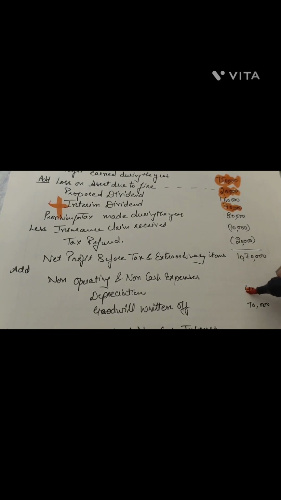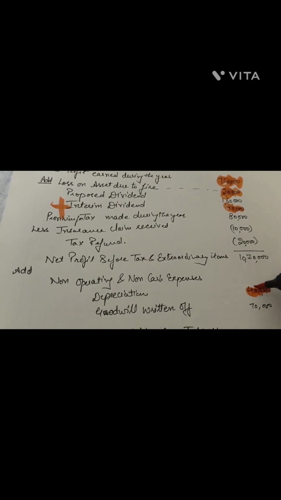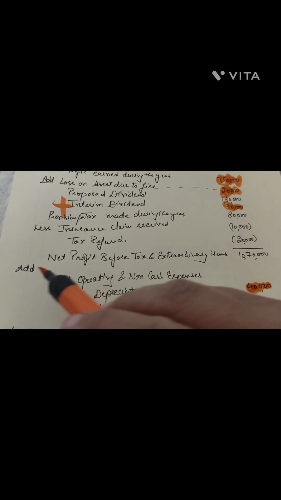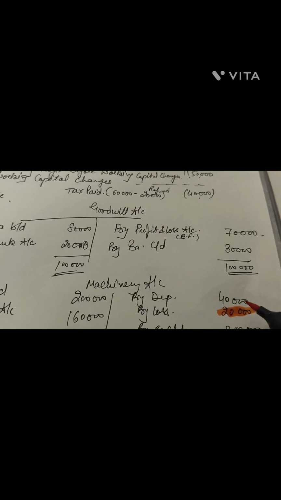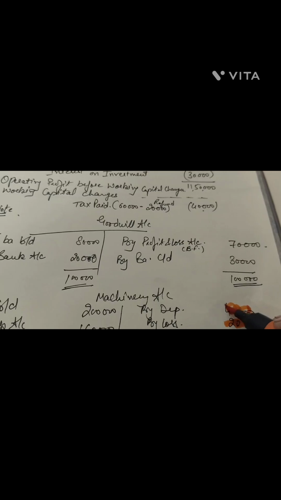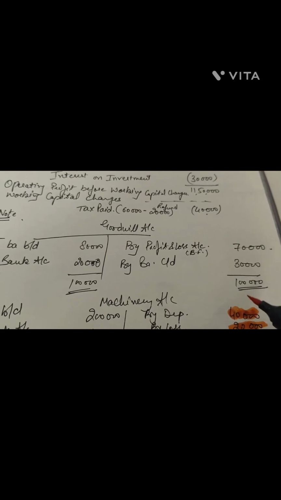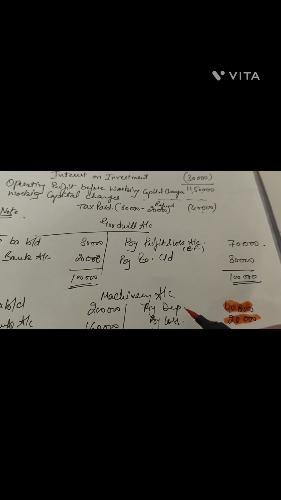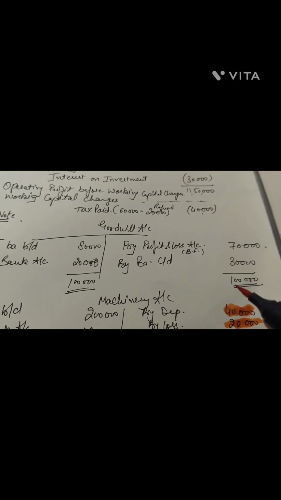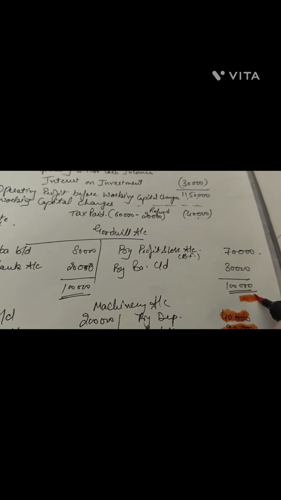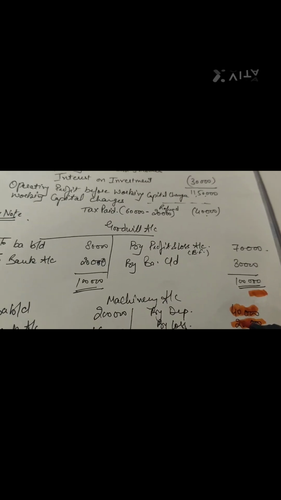That was of 40,000. So depreciation is a non-cash expense, so we have to add this over here. And in the machinery account, this 40,000 depreciation, like the loss, will go on the credit side because the machinery has reduced due to depreciation and due to loss, right? So this is the less side of your machinery account, so both are on the credit side.